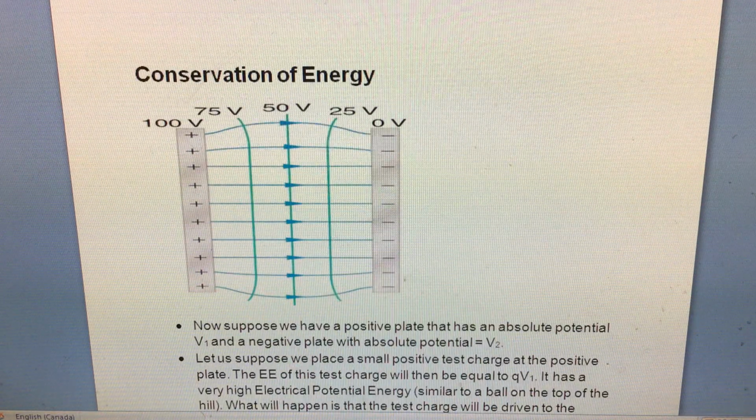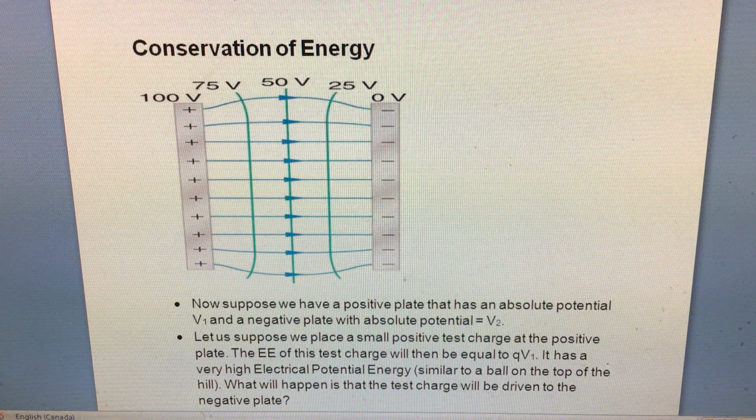So what we're going to look at now is how we can analyze this particular problem using conservation of energy. So in this situation over here, I have two plates. One is at 100 volts and the other one is at 0 volts. So for all intents and purposes, we can treat the 100-volt plate as the positive and the 0 volt as a negative plate because it's at a lower potential.